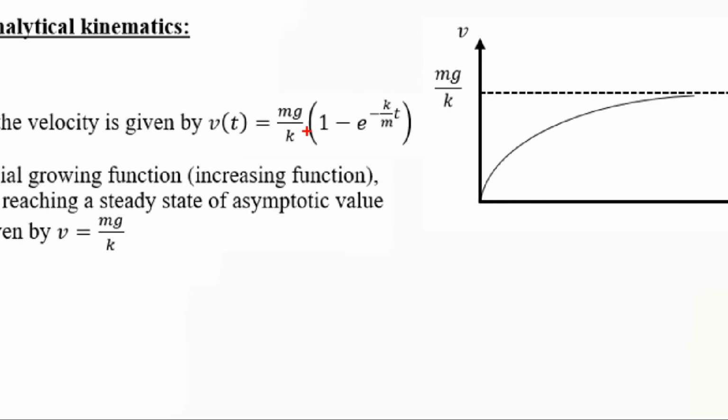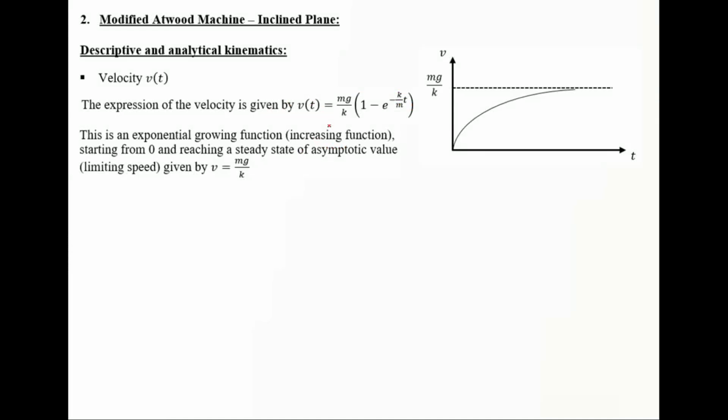Basically, such types of functions are exponentially growing functions and they reach a steady state. The coefficient which is out front is given by the asymptotic value. Now, what about the acceleration? The expression of the acceleration is given by that.